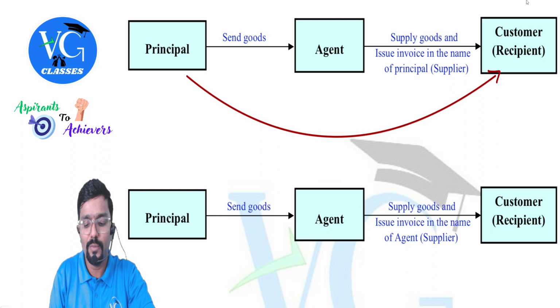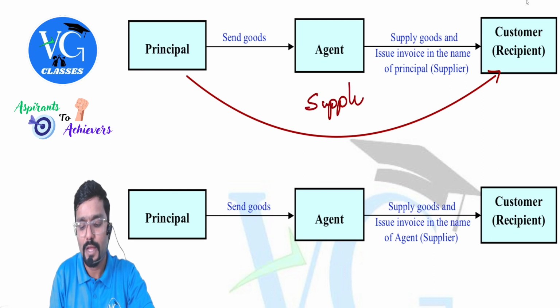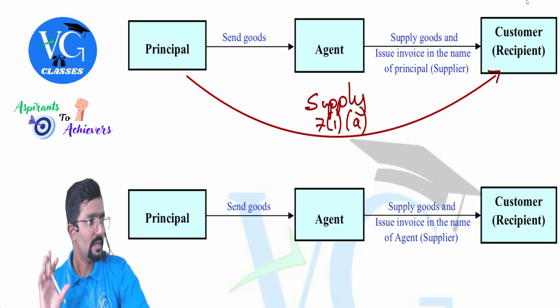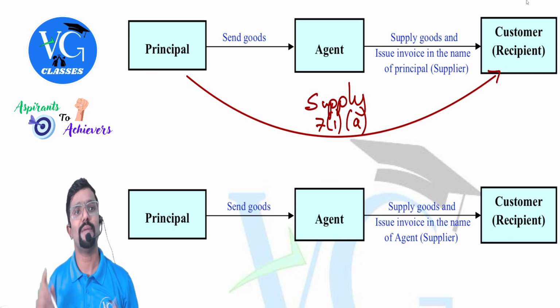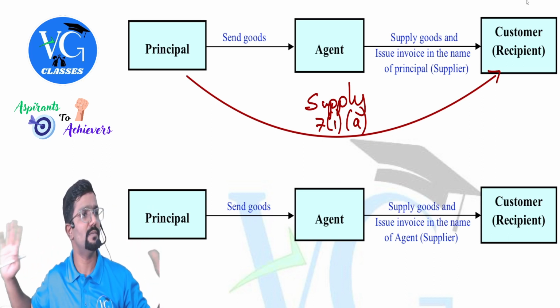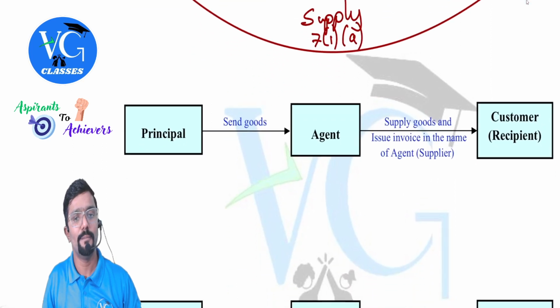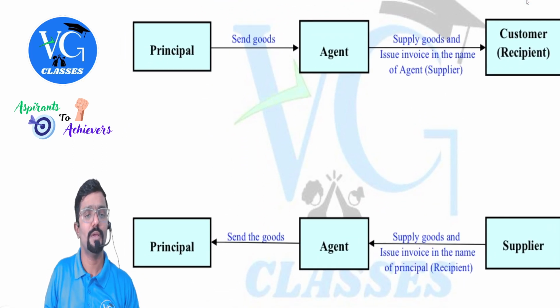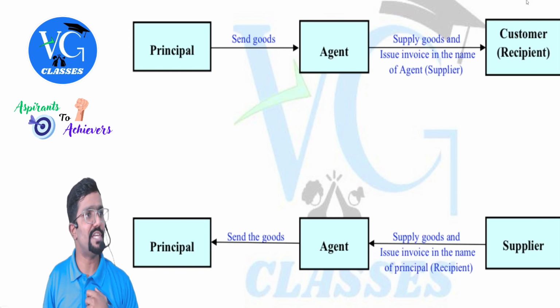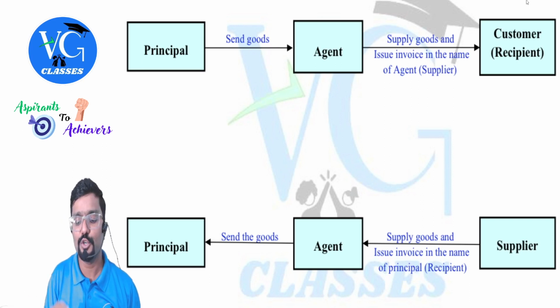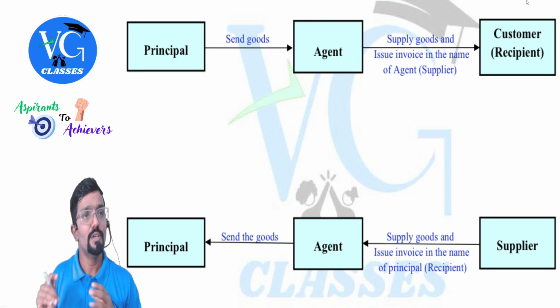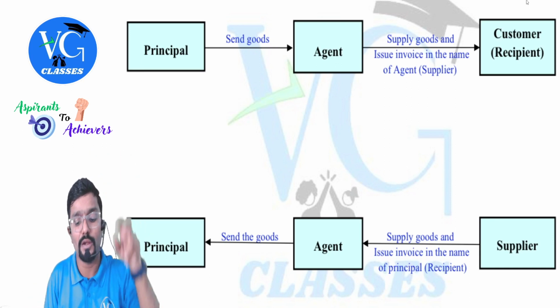Correct? Only one supply. As per which section? As per 7(1)(a). Here para 3 will not come. Obviously, we would have sold it for a consideration, so it is a supply. From whom to whom? Principal to customer, because invoice is issued in the name of principal. Next, a different scenario. Principal sent the goods to agent. Whose goods are those? Principal's. Then agent is selling it to customer. But invoice is issued in the name of whom, people? Agent. So in the invoice, whose name is mentioned as supplier? Agent.